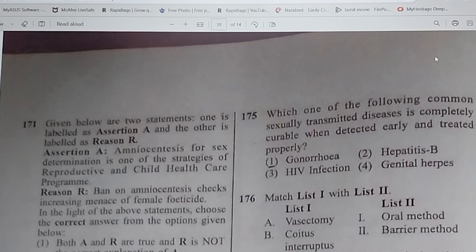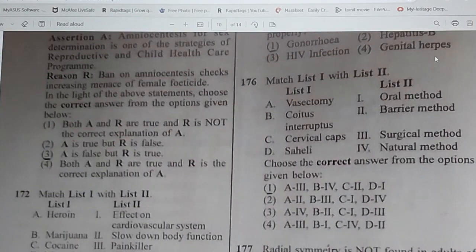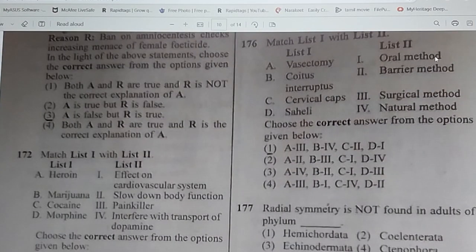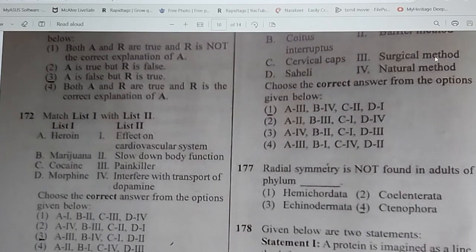Which one of the following common sexually transmitted diseases is completely curable? Hepatitis B is not curable, HIV, genital herpes, hepatitis. So curable is gonorrhea. So option A is the correct answer. We have to match. Vasectomy is a surgical method. Coitus interruptus is a natural method. Cervical cap is a barrier method. Saheli is an oral method. So 176 is option A.